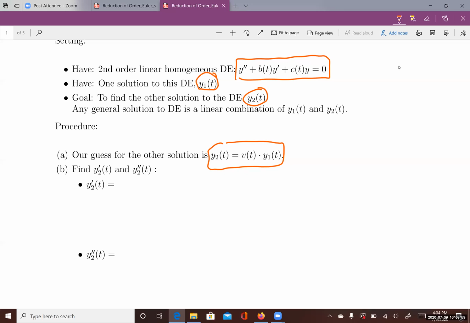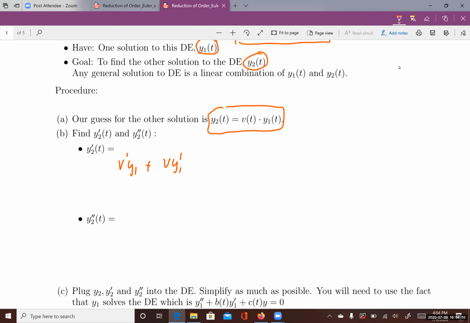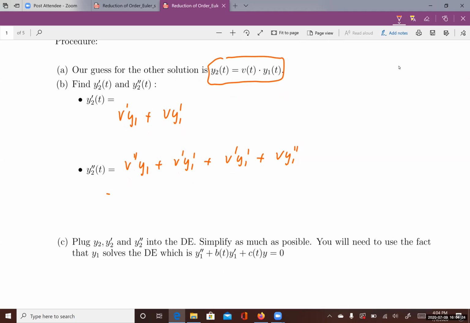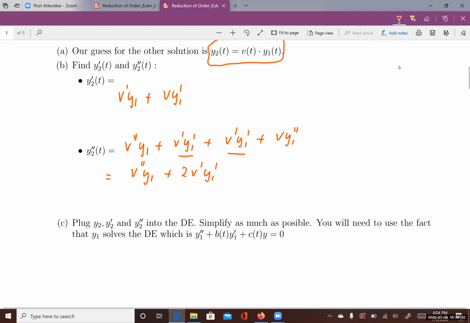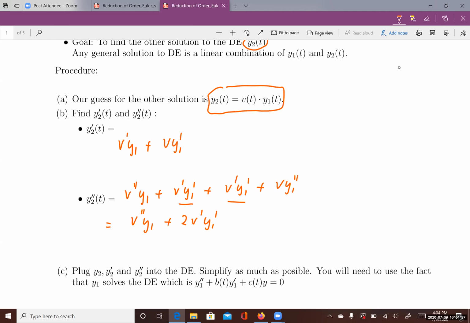So if we set y2 equals v of t times y1, then I can find y2 prime. And y2 prime is v prime y1 plus v y1 prime, right? And then I can find y2 double prime, which equals v double prime y1 plus v prime y1 prime plus v prime y1 prime plus v y1 double prime. Since these two terms are the same, I combine them to make it 2 v prime y1 prime.